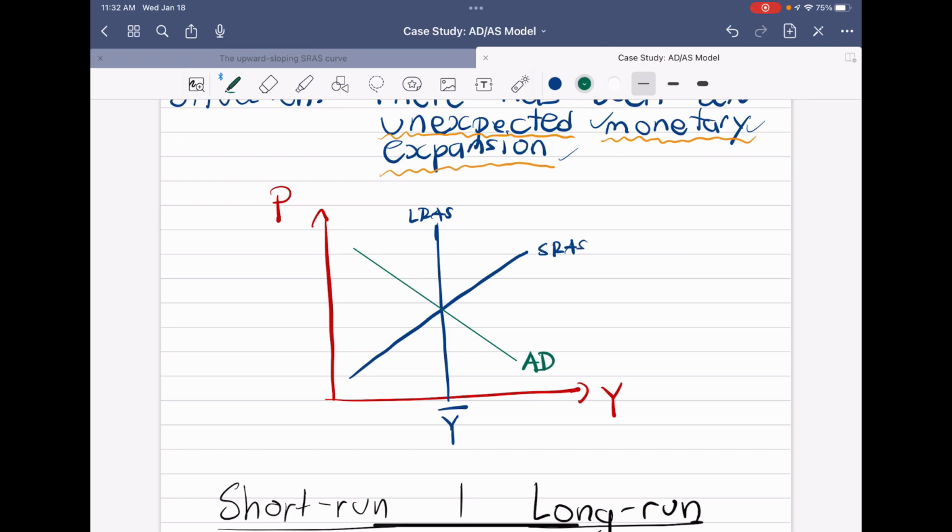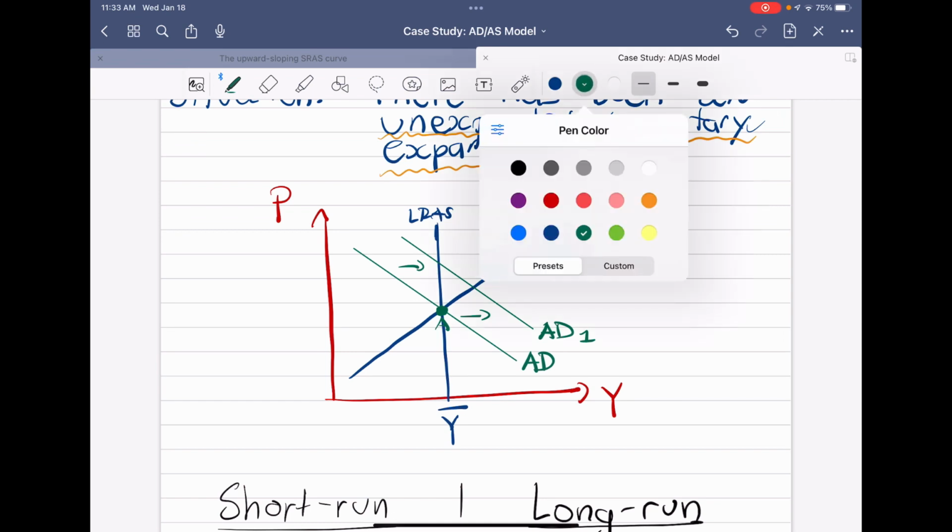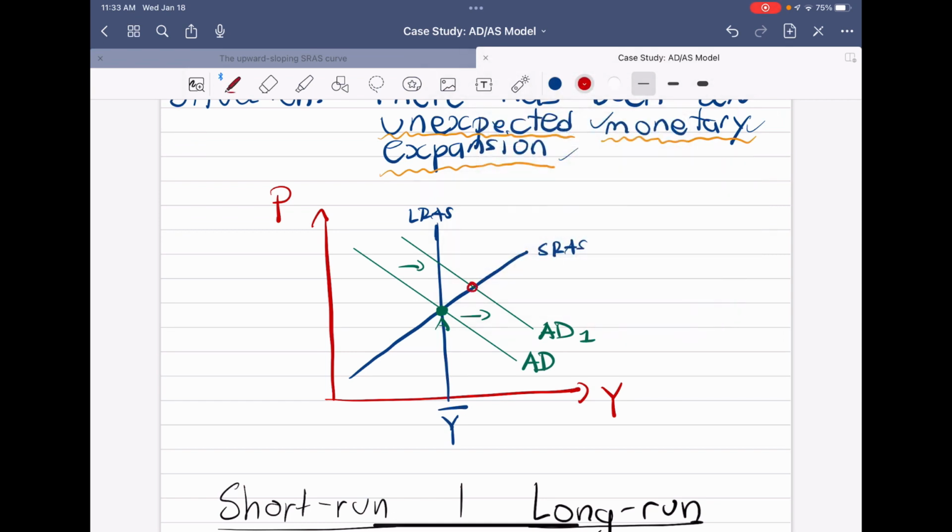Let's say there has been an unexpected monetary expansion, so that shifts AD to the right. Never forget to put the arrows when drawing. So AD shifts rightwards from AD to AD1, right? And now we can start analyzing. So we have point A. Then because of an unexpected monetary expansion, we move to point B and we end with point C.